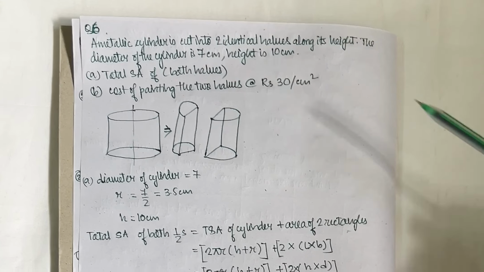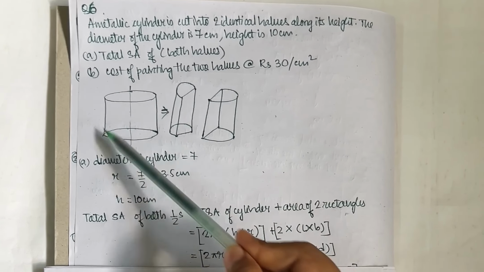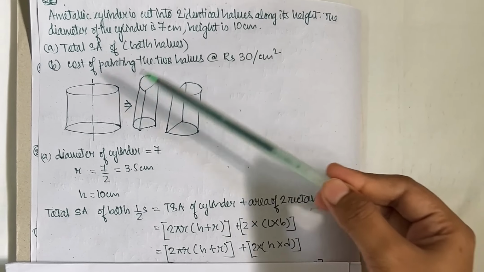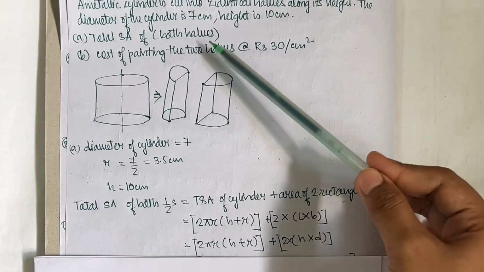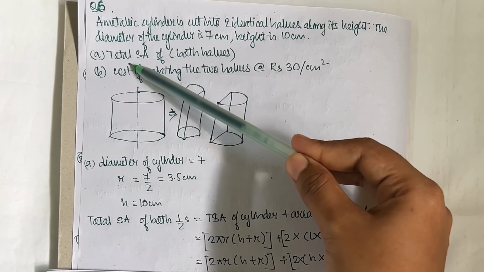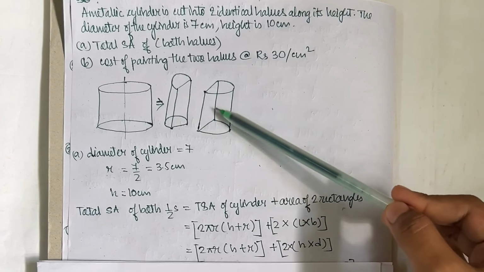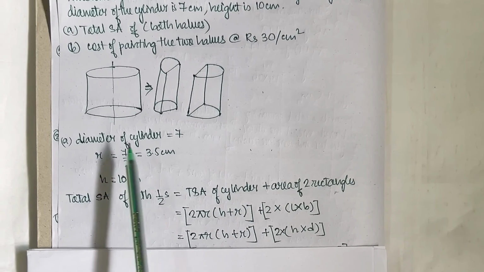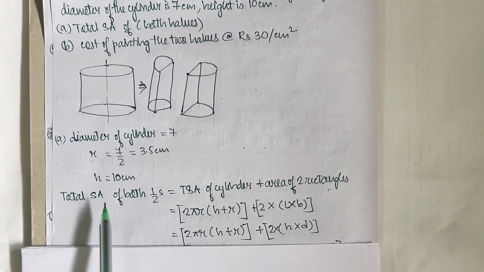Now for the sixth sum, a metallic cylinder is cut into two identical halves. So this is the cylinder, it's cut into two halves along its height. The diameter of the cylinder is 7 and height is 10. So we have to find total surface area of both the halves and cost of painting the two halves at the rate of 30. Now for diameter, we know that is 7. So radius will be 3.5, height is already given as 10.